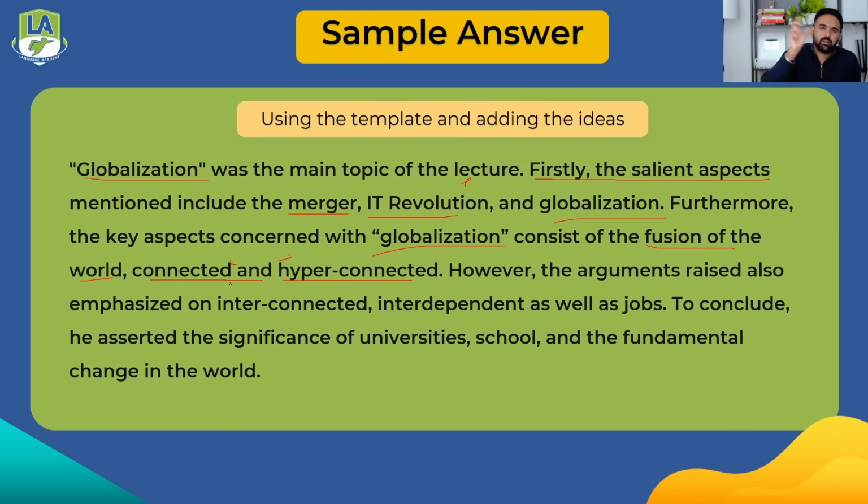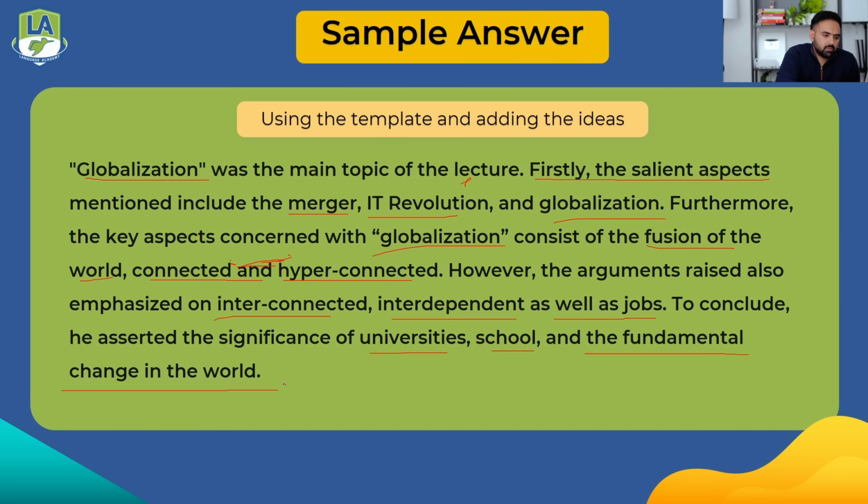If you look here, connected and hyperconnected, they're going together, that's why I have not placed a comma. But if, let's say, I would have written connected and school, meaning these two words have nothing to do with each other, then in that case you need to place a comma before and. However, the arguments raised also emphasized on interconnected, interdependent, as well as jobs. To conclude, he asserted the significance of universities, schools, and the fundamental change in the world.